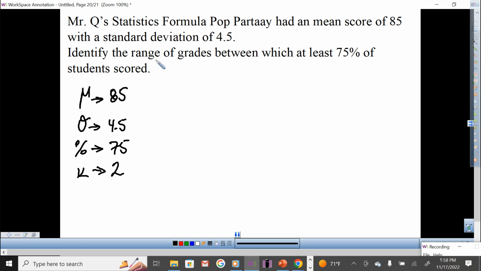They want to know between what ranges. So that means, check this out, I'm going to sketch just a line here. Let's put the mean here in the middle. The mean is 85. Okay?